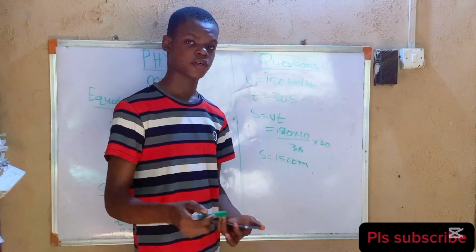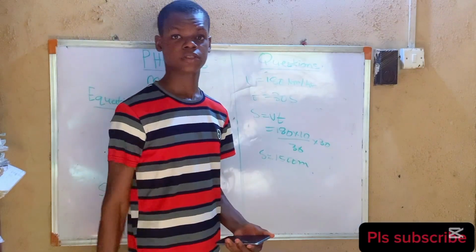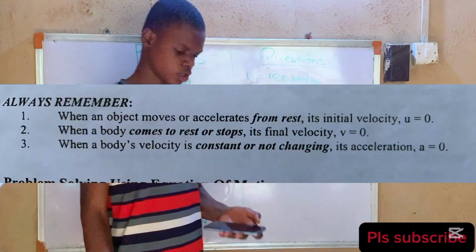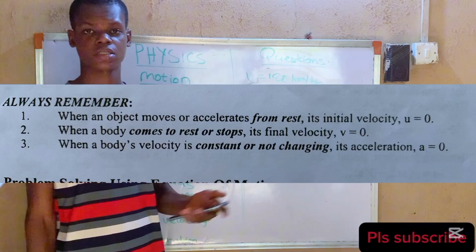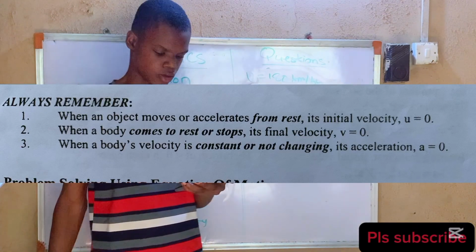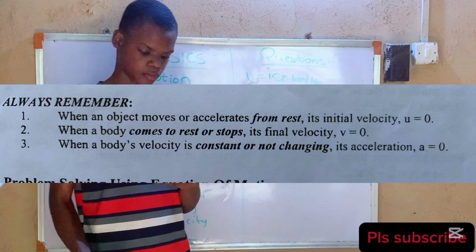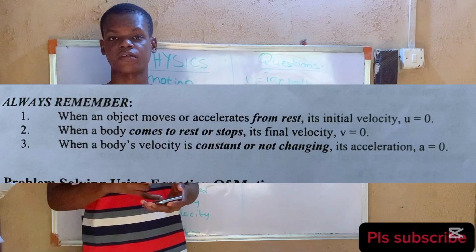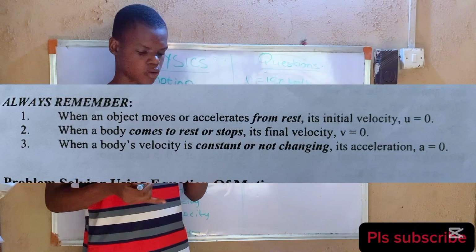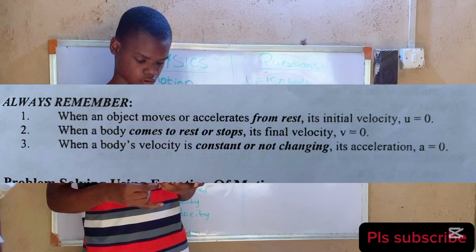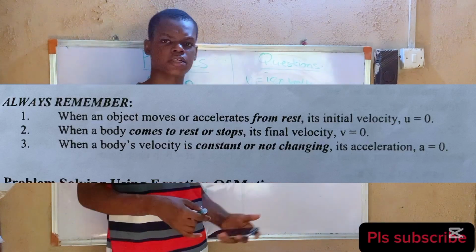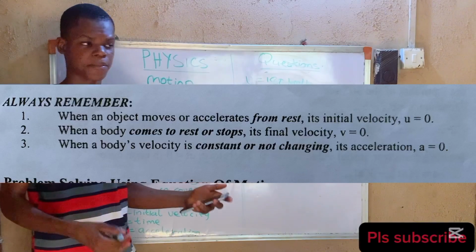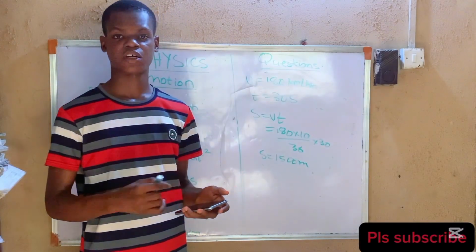Alright, so you have made it so far to the end of the class. Now the important part, let's go to some of the notes. When an object moves or accelerates from rest, its initial velocity is 0. When a body comes to rest or stops, its final velocity is 0. When a body's velocity is constant or not changing, its acceleration a equals 0. So you have to take note of these three main notes. This will help us in our further solving.